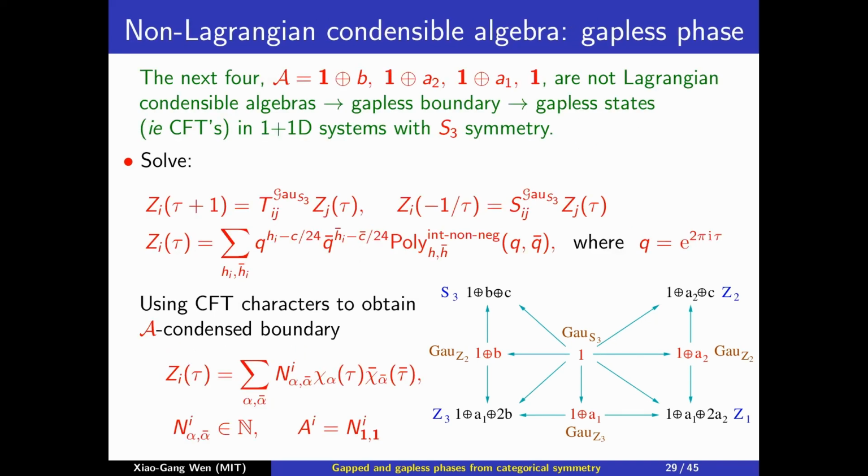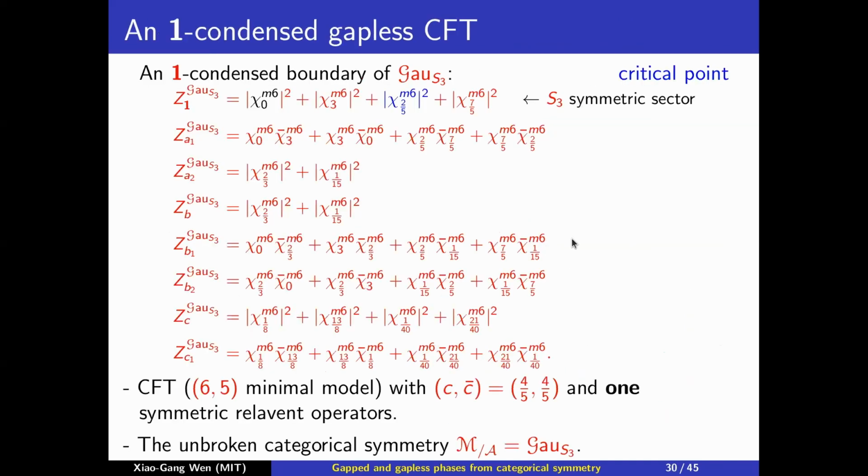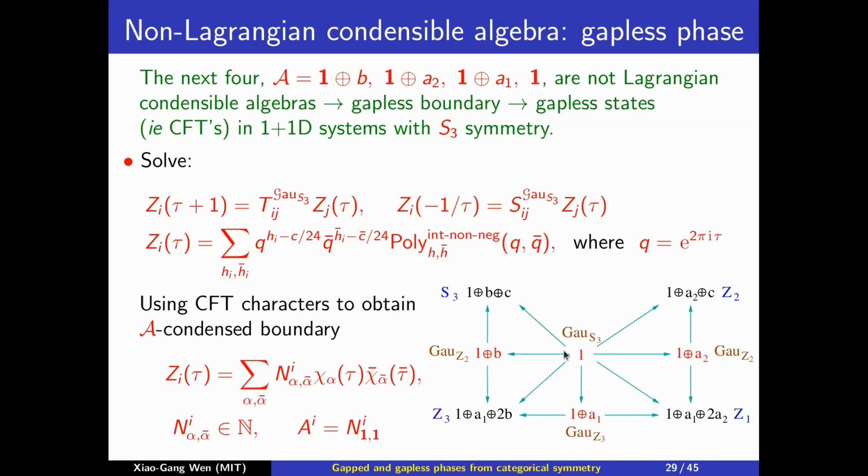Okay. So let's try to do it. Basically we need to find all these non-maximal or non-Lagrangian condensed algebras. What is the corresponding gapless state, by solving this equation? Okay, for the 1 condensed boundary of S3, so basically we're talking about this one, just a 1 condensed boundary.